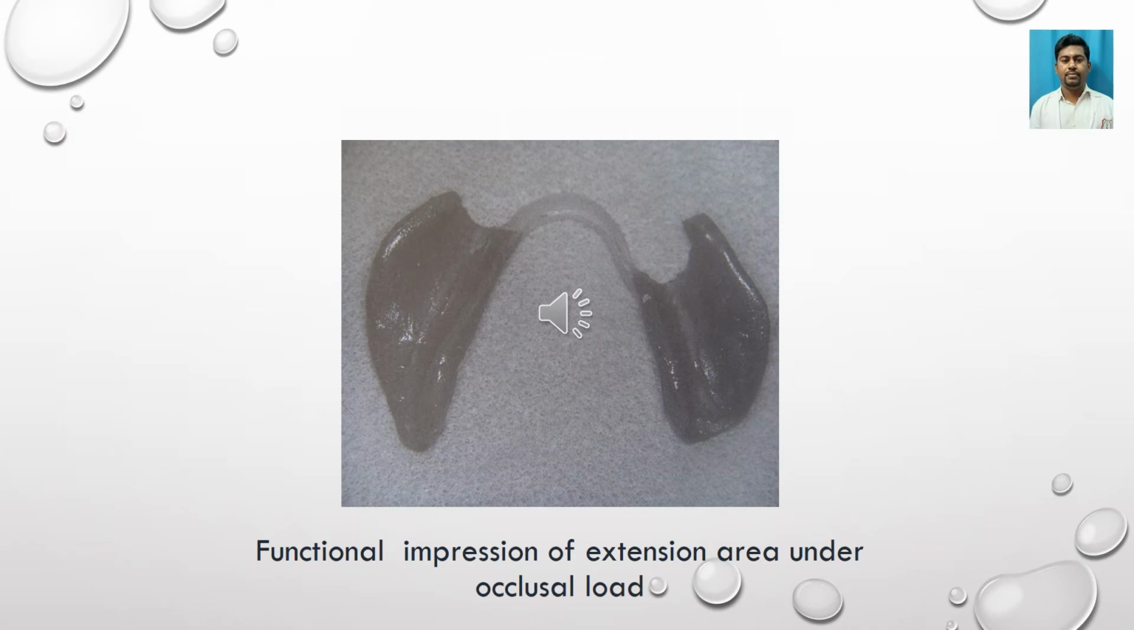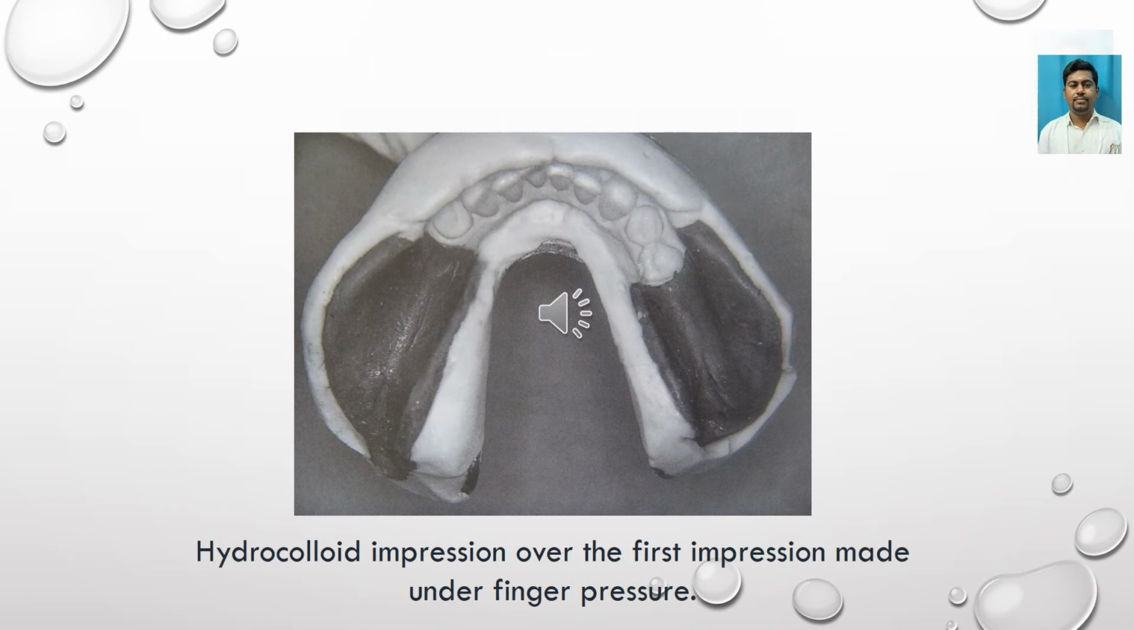Using this custom tray, a functional impression of the area is recorded. Most commonly used material is your green stick compound so as to get the functional impression. So the next step, once the functional impression has been recorded, the custom tray is placed on top of the residual alveolar ridge and the entire assembly is picked up with the help of an alginate impression, which is loaded in a stock tray.